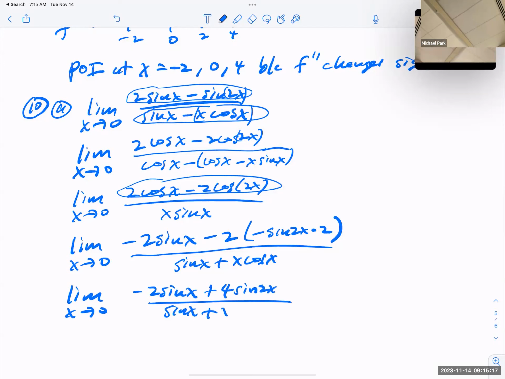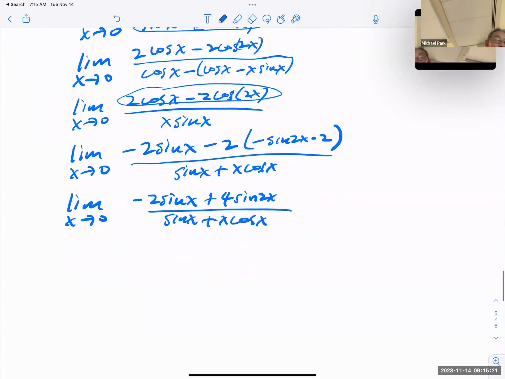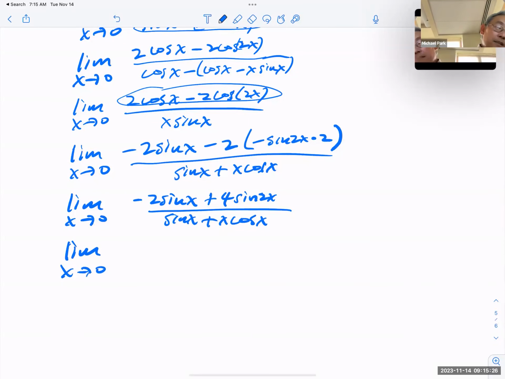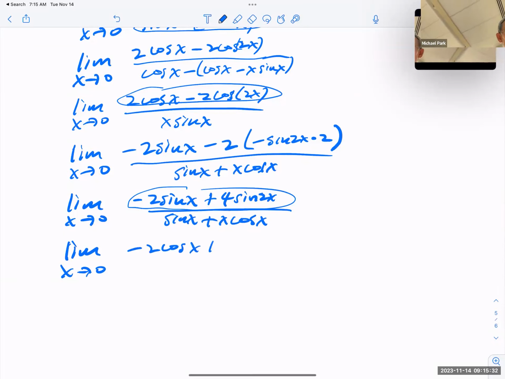Oh, this is a fun problem, man. Okay, if you plug in 0, it's still 0 over 0. So we're going to L'Hopital it again. Hopefully this will be the last time. Take the derivative of the top. -2, I think this is it. I can kind of tell here. Plus 4 times the derivative of sine 2x, which is cosine 2x times 2. Now take the derivative of the bottom.